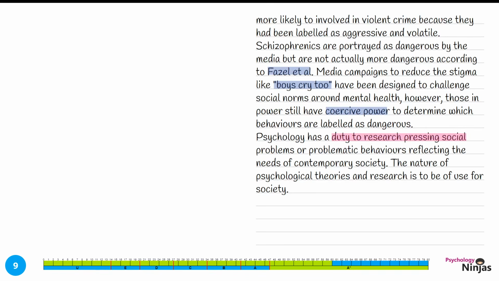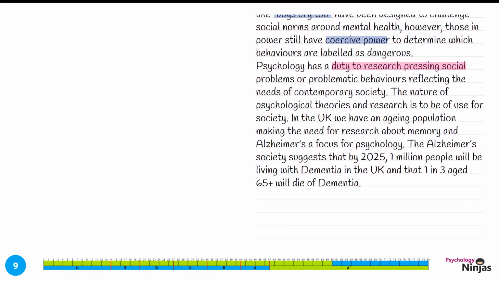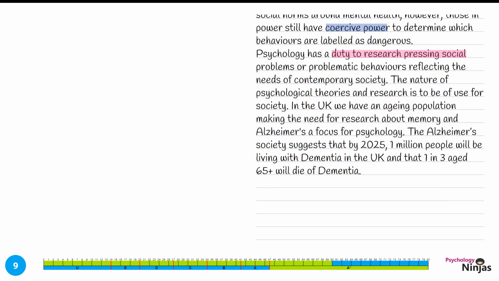Our explanation of this is going to come from our use of key questions, which means that this might be very different for you in your setting and the key questions that you have chosen to use. In the UK, we have an ageing population, making the need for research about memory and Alzheimer's a focus for psychology. The Alzheimer's Society suggests that by 2025, 1 million people will be living with dementia in the UK, and that 1 in 3 aged 65 or over will die of dementia.